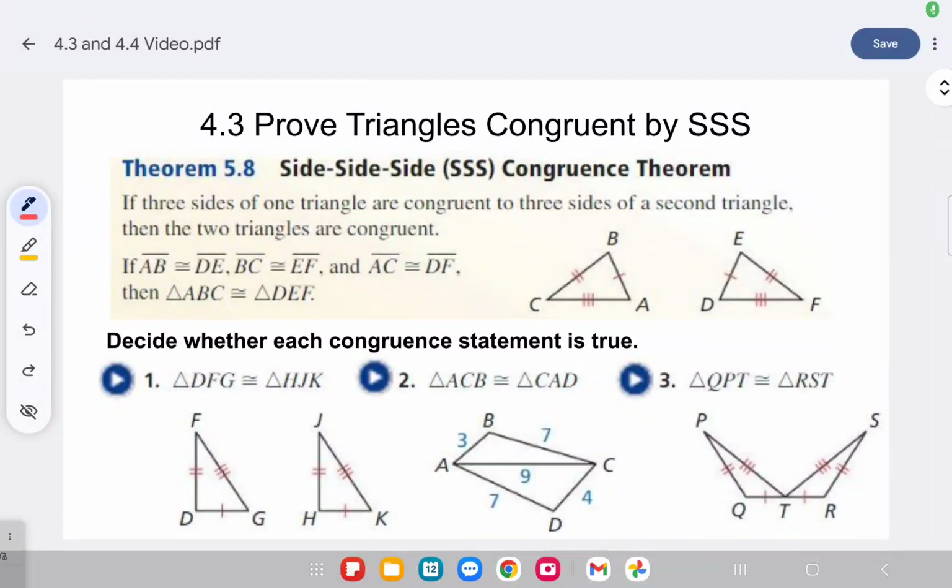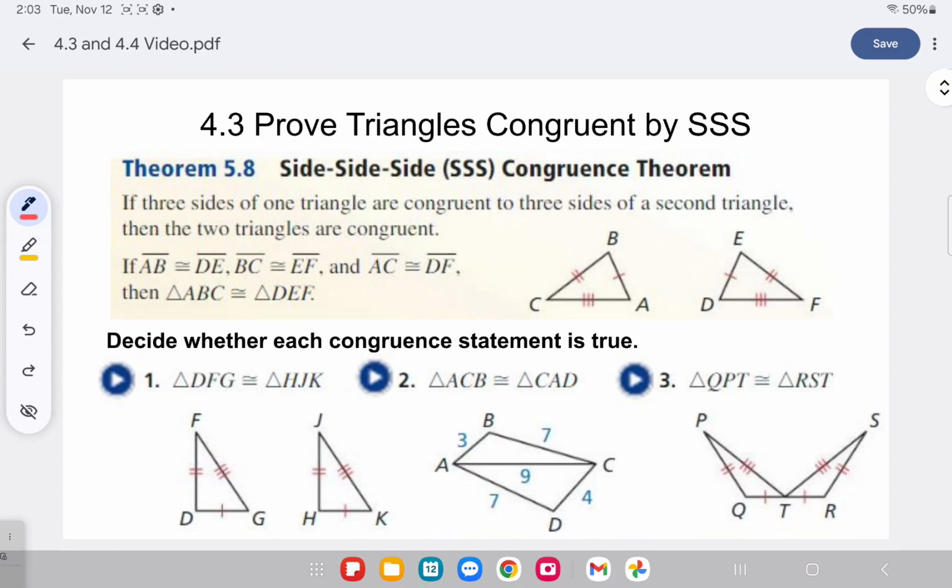In our last lesson, we learned that to prove that two triangles are congruent, we have to show that every pair of corresponding angles are congruent and every pair of corresponding sides are congruent. In this lesson, we're going to start adding in some shortcuts so we don't have to prove 6 things every time to prove that two triangles are congruent.